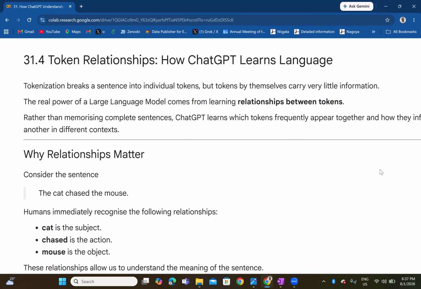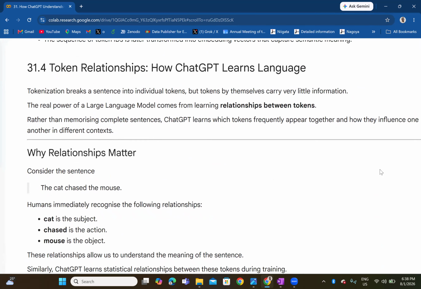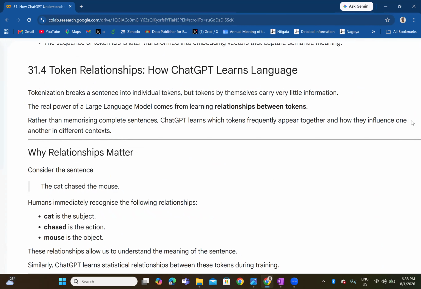Talking about token relationships now, how ChatGPT learns language. Tokenization breaks a sentence into individual tokens, but tokens by themselves carry very little information. The real power of a large language model comes from learning relationships between tokens. Rather than memorizing complete sentences, ChatGPT learns which tokens frequently appear together and how they influence one another in different contexts. So why do relationships matter?